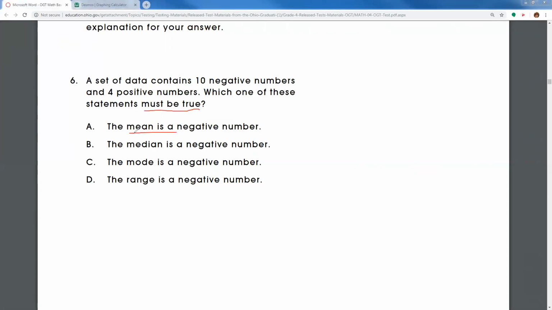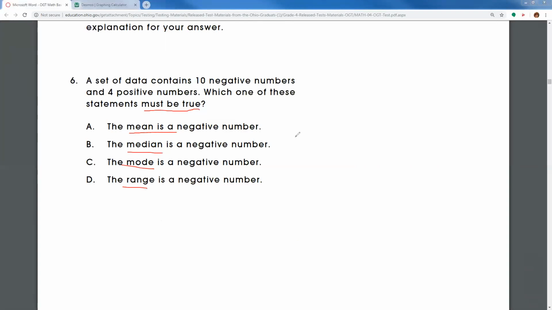So we need to know the difference between mean, median, mode, and range. Mean is the average, adding them all together and dividing by however many there are. Median is the middle. Mode is the one that appears most often, and range is the highest number minus the smallest number. So the only one that must be true all the time is the median.